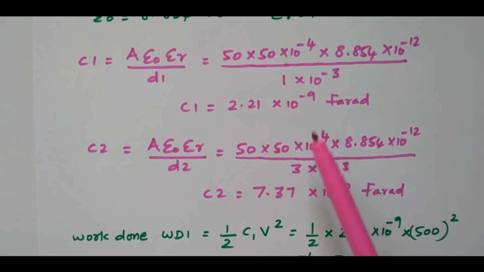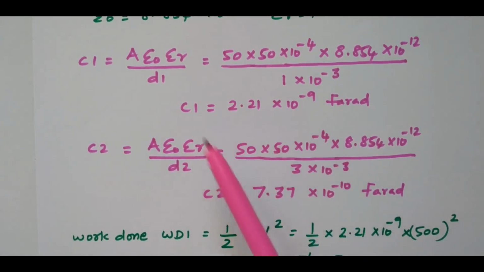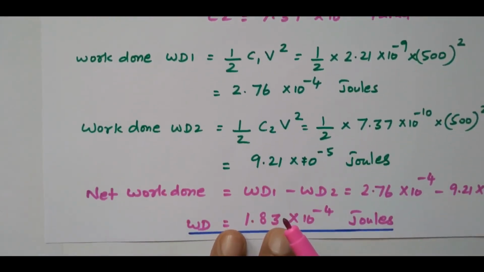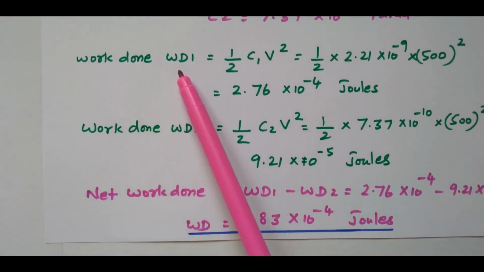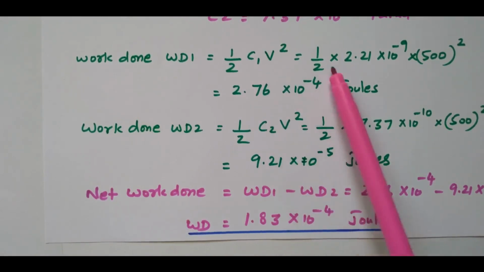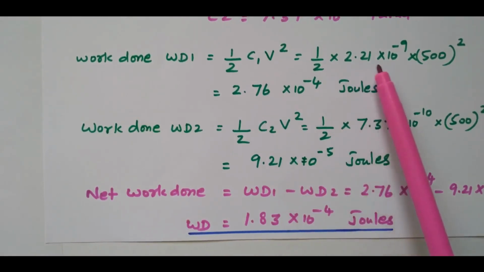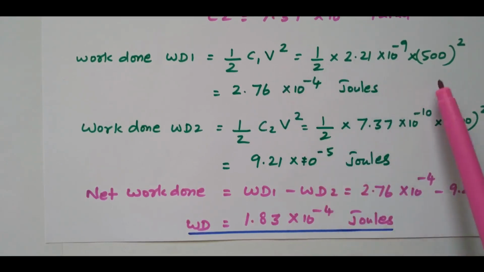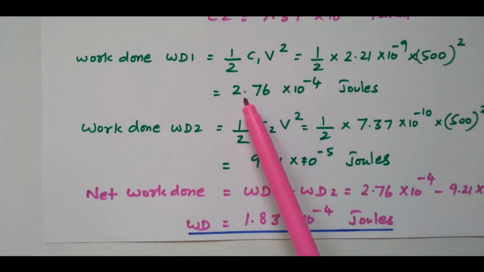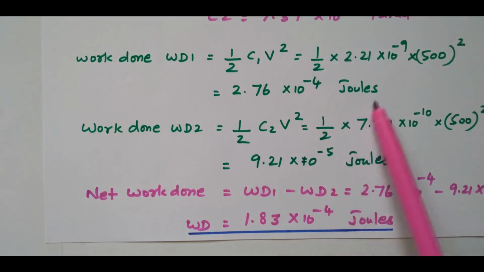Now we got the C1 value and C2 value. By using this, we can find the work done for C1 and the work done for C2. The difference between those two will be the net work done. So we'll find this work done now. The work done WD1 equal to half C1 V square. Voltage is common, only C1 is there. So half into C1 we calculated, 2.21 into 10 to the power minus 9, the voltage 500 square. By simplifying this, it is equal to 2.76 into 10 to the power minus 4 joule.